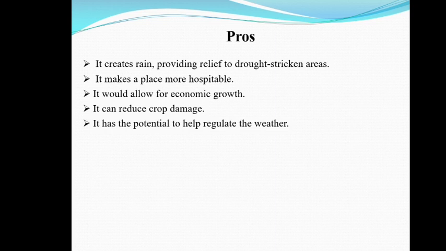Now, pros of cloud seeding. It creates rain, providing relief to drought-stricken areas. It makes a place more hospitable. It would allow for economic growth. It can reduce crop damage. It has the potential to help regulate the weather.